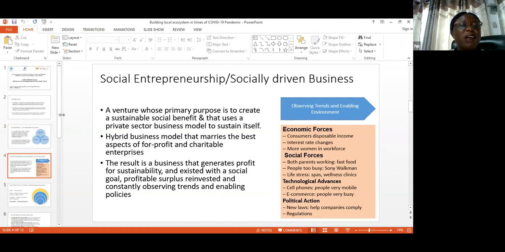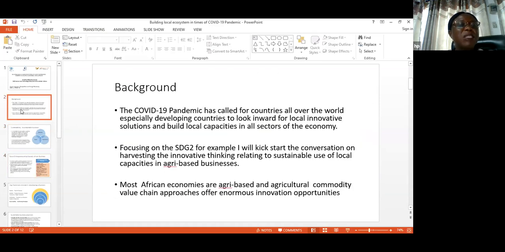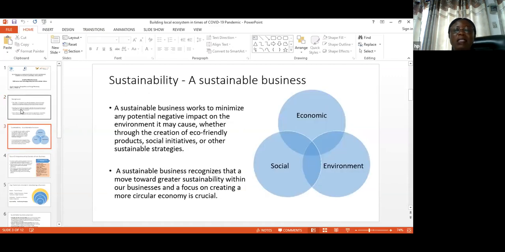Already we've had the presentation on sustainability, so I will go straight to the agri sector, where I want to draw attention to. As you can see, what is a sustainable business? A business ought to be sustainable because then you are thinking about how can I minimize any negative potential that the business is supposed to impact on the environment, whether through creation of eco-friendly products, social initiatives, or other sustainable practices.